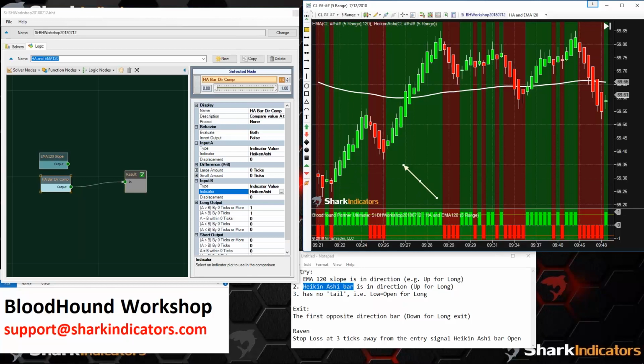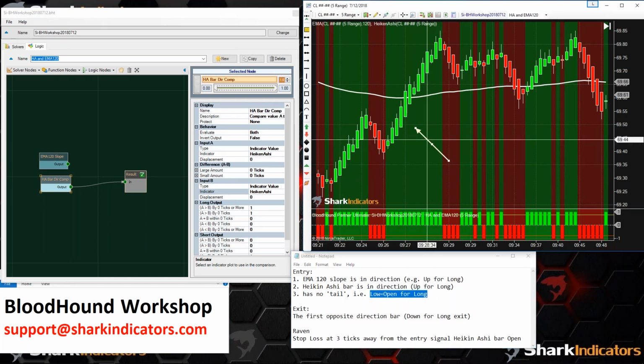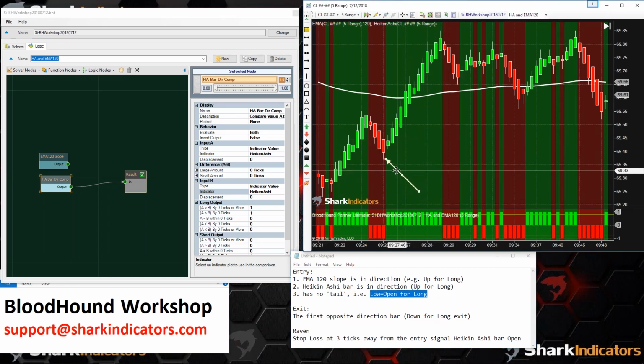Okay, so there we go. So now we can see BloodHound's giving us a long output when we have Heiken Ashi up bars. There you go. Okay, so that's part 2 done. And the next part, we want to make sure there's no tails. So the example I have here is for a long, we want to make sure that there's no low wick. So the tail usually means a bottom wick like that.